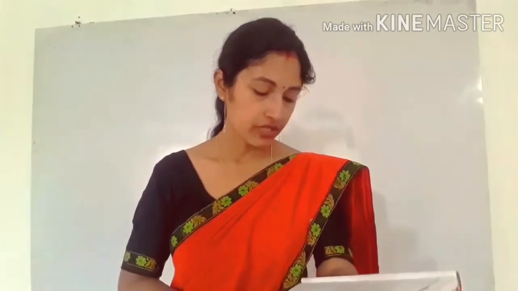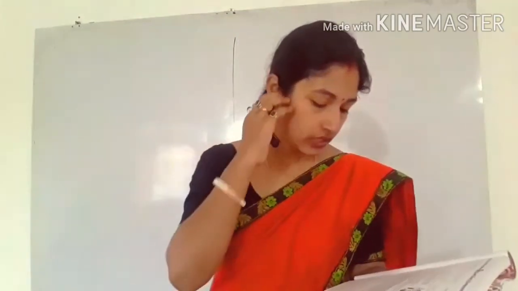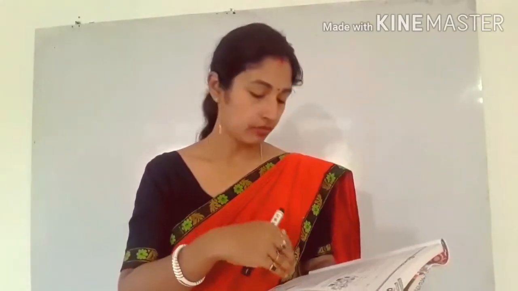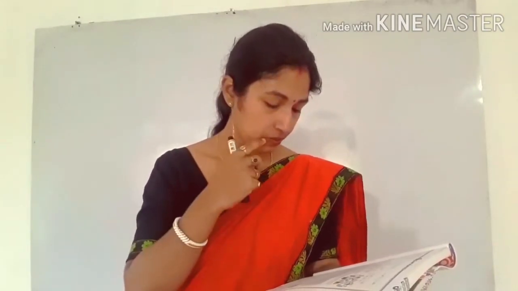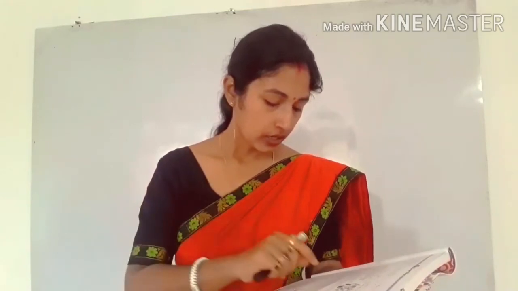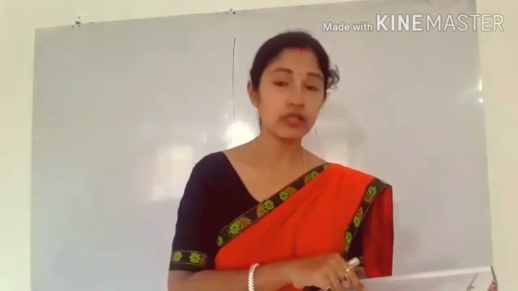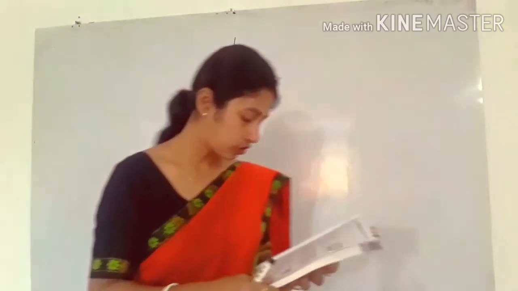Next, come to question number 7. Fill in the missing number in the boxes and state the property involved in each case. These types of questions we have already done in my previous lecture. But I am going to discuss a few questions, because here multiplication is also involved, whereas earlier we discussed addition.